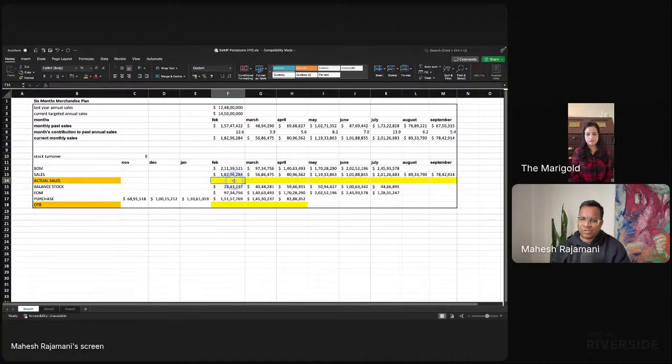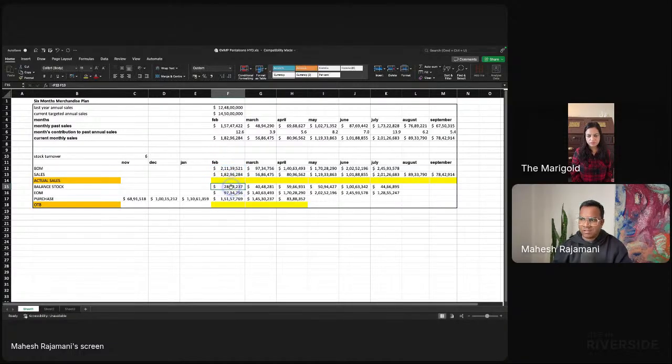Then there is an actual sale, which we will talk about a little later. Then there is the balance stock. Balance stock is the closing stock. In some places they call it closing stock, somewhere they call it balance stock. I think in one of the textbooks it was written balance stock, and because I was teaching the students, I wanted to keep it academically correct. So this is the balance stock. Balance stock is nothing but your beginning of the month minus the sales of that month.